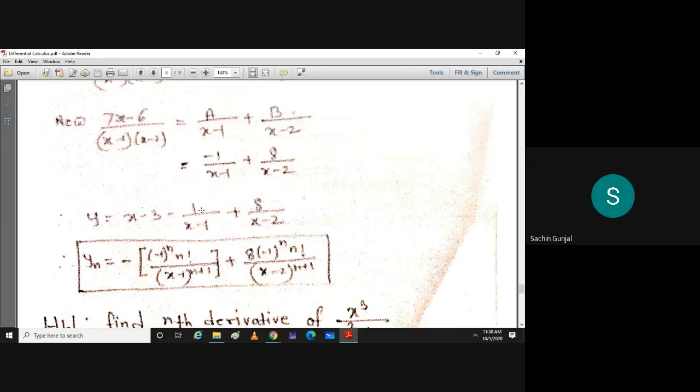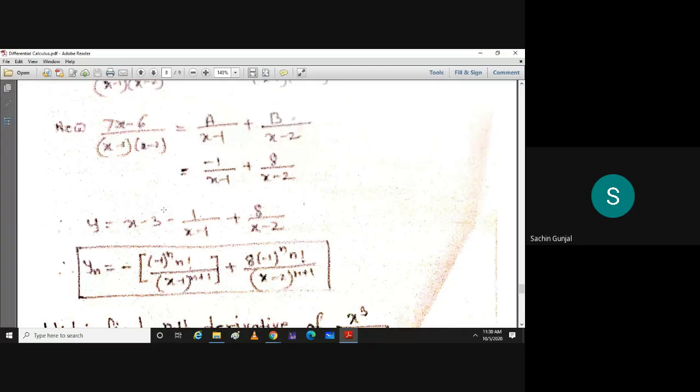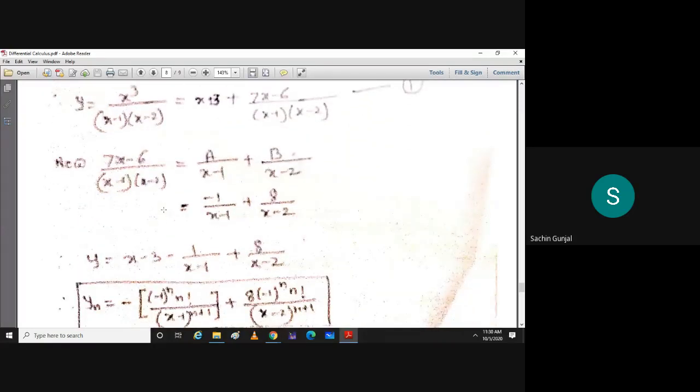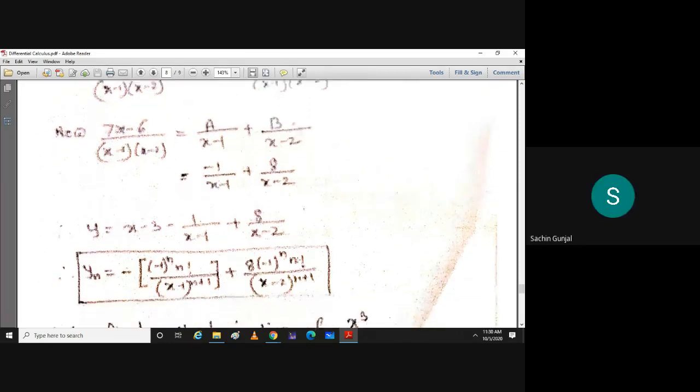Fine. Up to this step, any doubt? Y is equal to x plus 3 minus 1 upon x minus 1 plus 8 upon x minus 2. This y will become like this. Yes, sir. Now take its nth derivative.